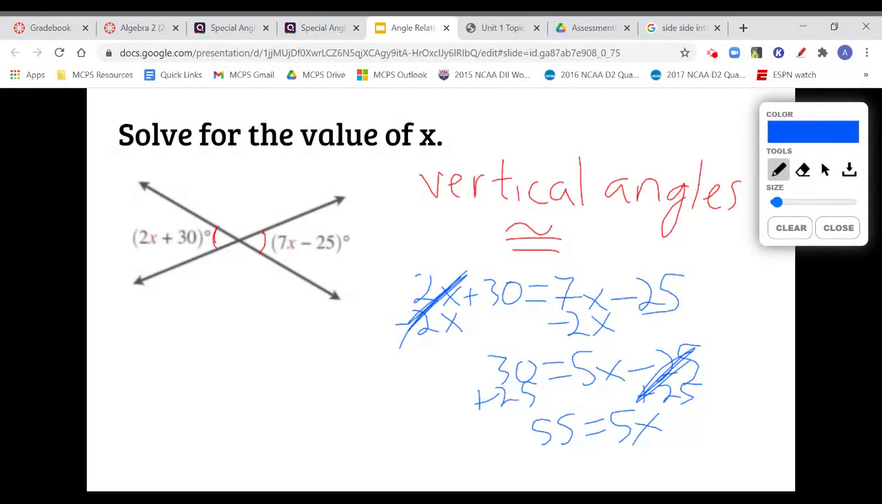And then last but not least, I now have 5x equals 55. So since x is being multiplied by 5, I'm going to divide both sides by 5 to get rid of the 5 on the right. And that will leave me with 11 is equal to x.